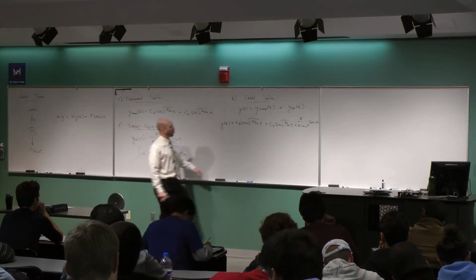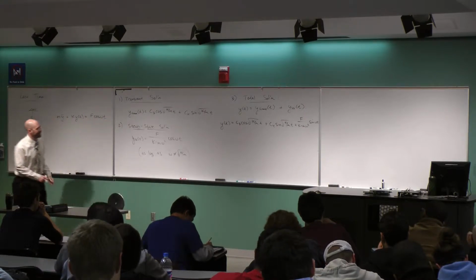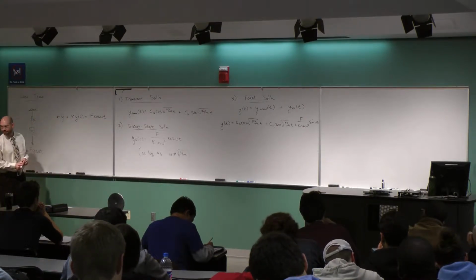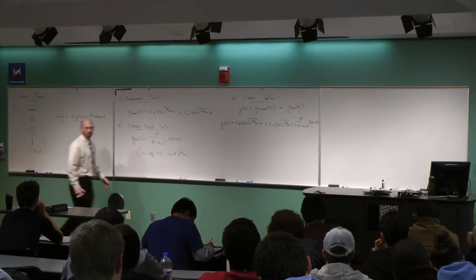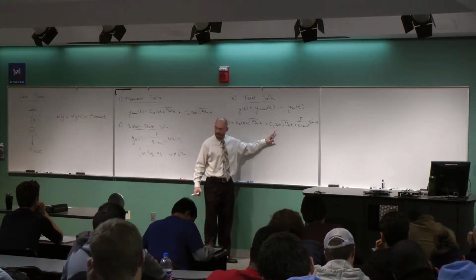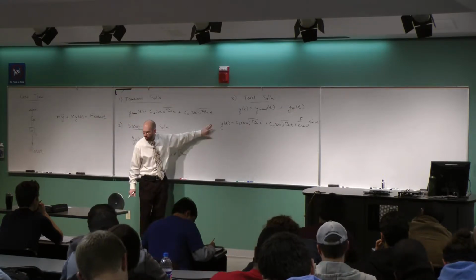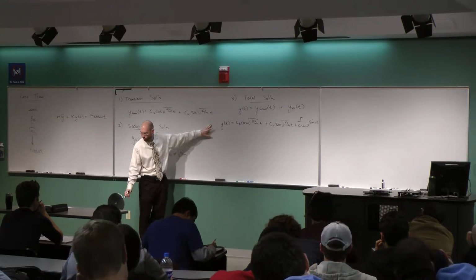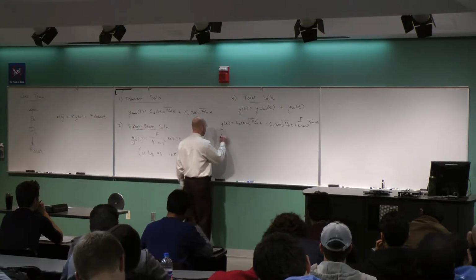The question to you guys is, what is still unknown in that total solution? C3 and C4. These constants that come up in the transient solution are always unknown at this point, and in order to solve those, I have to apply the what? Apply the initial conditions.